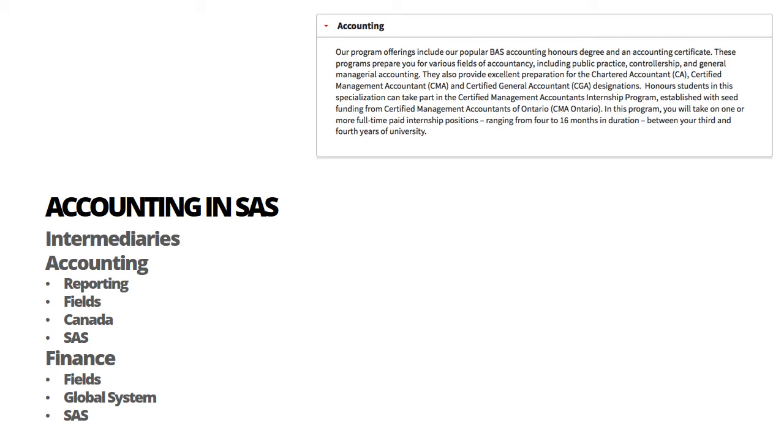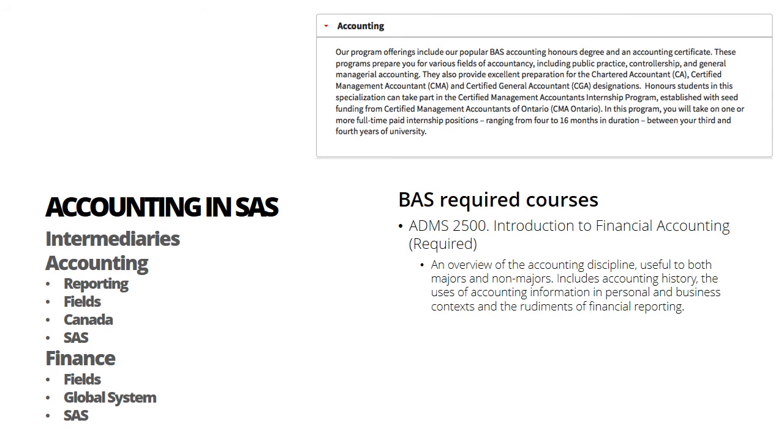To complete this specialization, you need to complete a couple required courses, including ADMS 2500, Introduction to Financial Accounting, which provides an overview of the discipline, including some history, uses of accounting information, and the basic elements of financial accounting. You also need to complete ADMS 2510, Introduction to Management Accounting, which serves a similar function as 2500, but for management accounting instead.